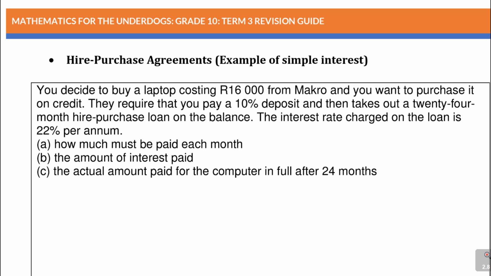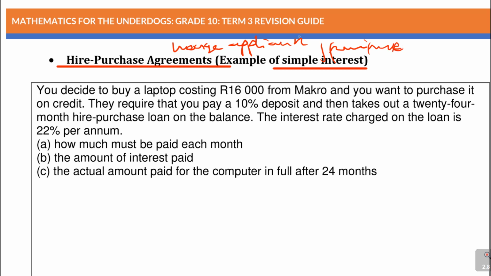Now let's look at this hire purchase agreement. Whenever you look at hire purchase, don't forget it's simple interest, and we said simple interest meaning use the simple interest formula. Most of the time hire purchase agreements are for house appliances. You take furniture, usually they use hire purchase. When you're buying furniture or house appliances, those are short-term loans, they use hire purchase.